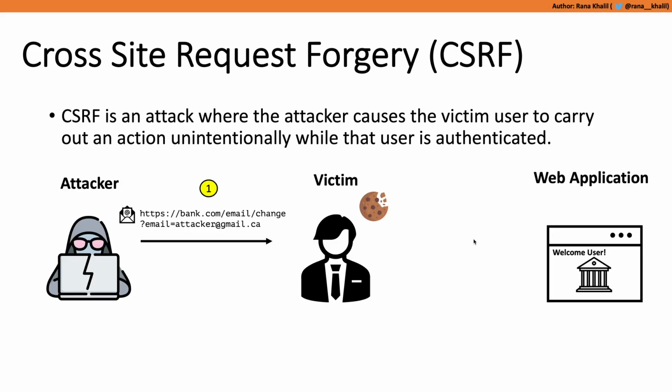The first step of a CSRF vulnerability is to send the victim user a malicious link that will conduct the CSRF attack. So in this case, our attacker sends the victim user an email that says click on this link. And if we look at the link over here, it's for the domain bank.com, which is the web application that the victim user is logged into. And then we have a /email/change, and it changes the email address of the user.